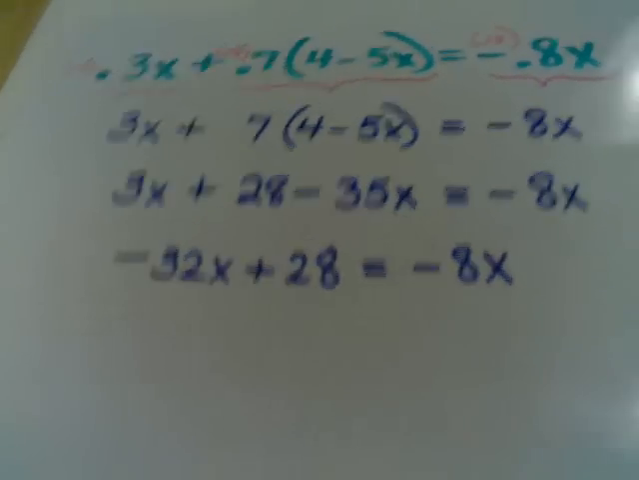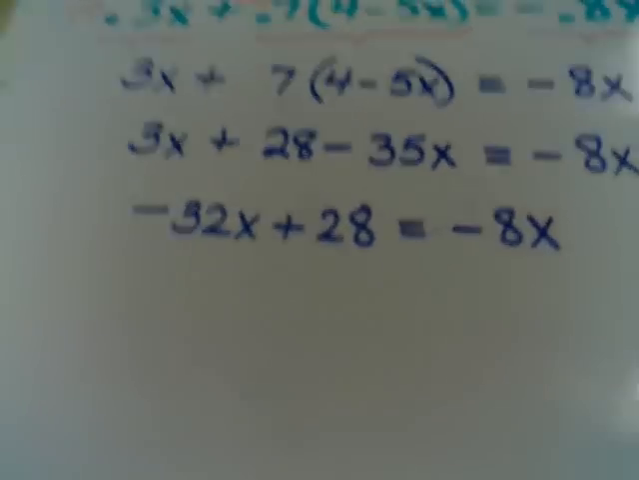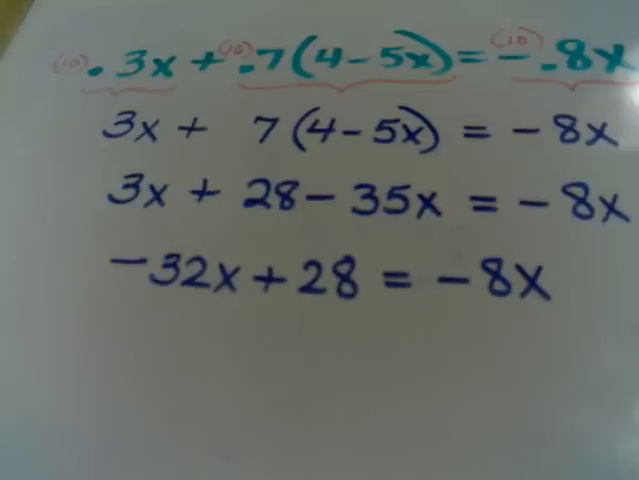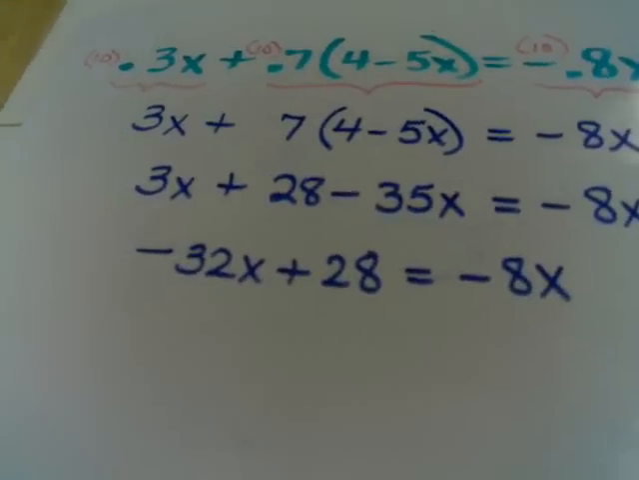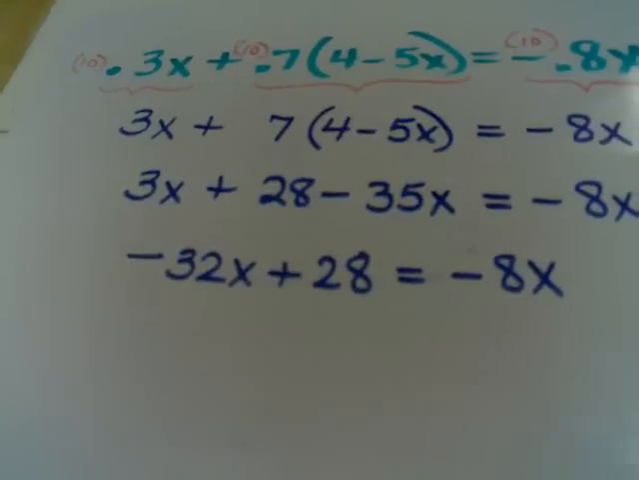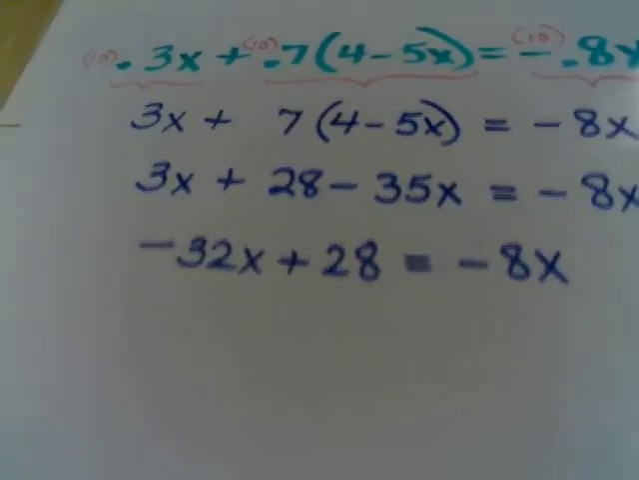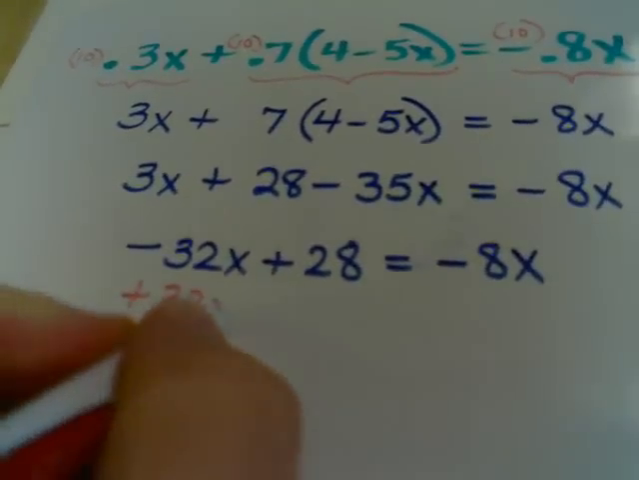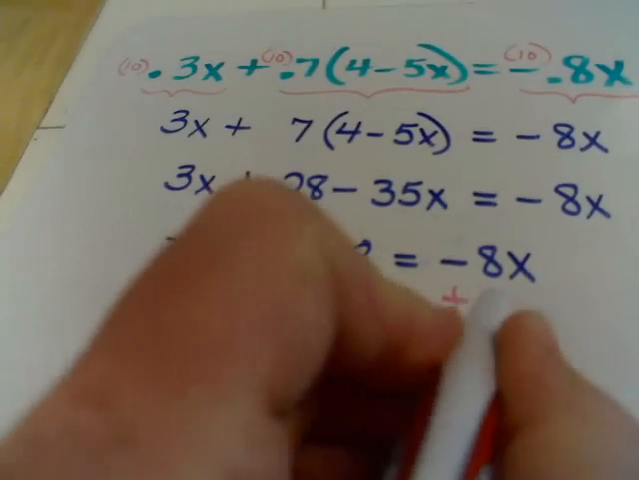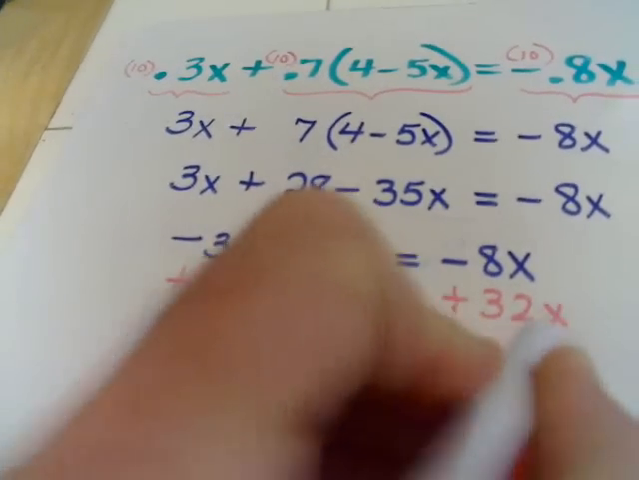Now, what we need to do at this point is get our variables on one side and the numbers on the other. Traditionally, variables seem to be taken to the left and numbers to the right, but what I try to look for is the quickest way to get them on the same side, and in this case that would be by adding 32x to both sides of the equation. So that's what I'm going to do.